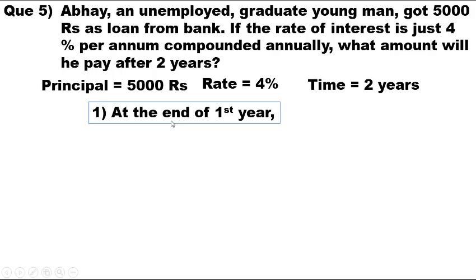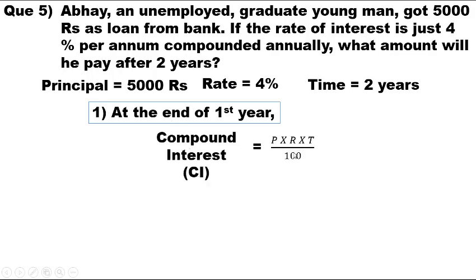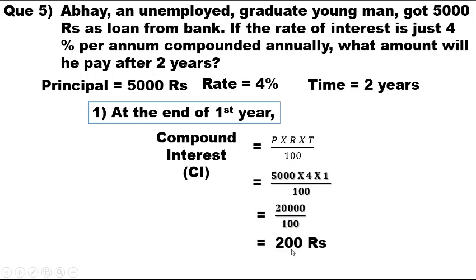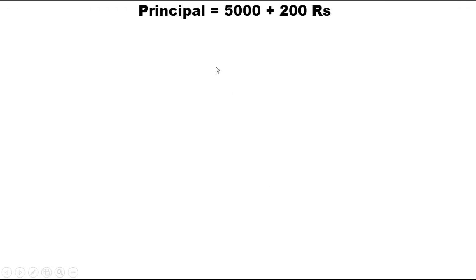At the end of the first year, interest is equal to P into R into T divided by 100, which is equal to 5000 into 4 into 1 divided by 100, which is equal to 20,000 divided by 100, which is equal to 200 rupees. Principal is equal to 5000 plus 200, which is equal to 5200 rupees.